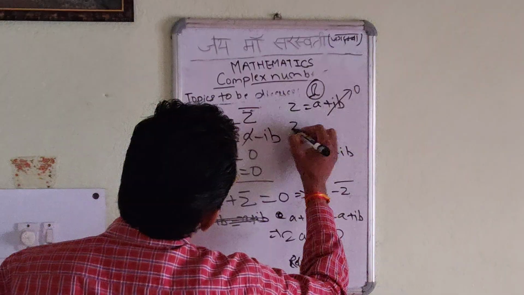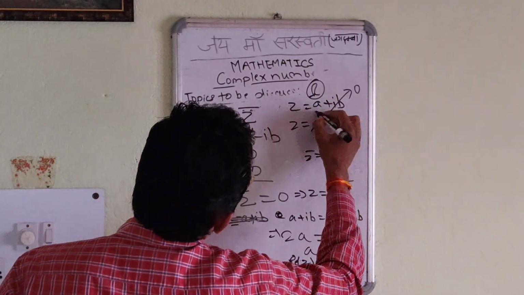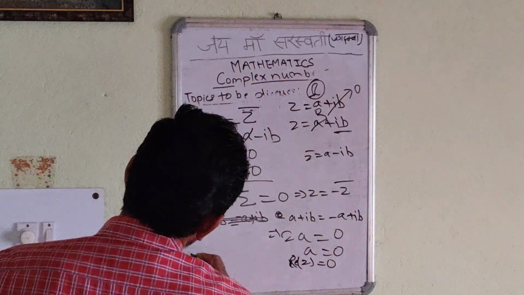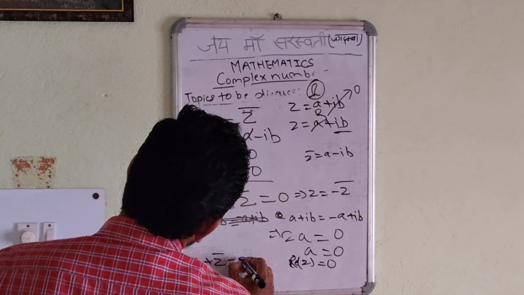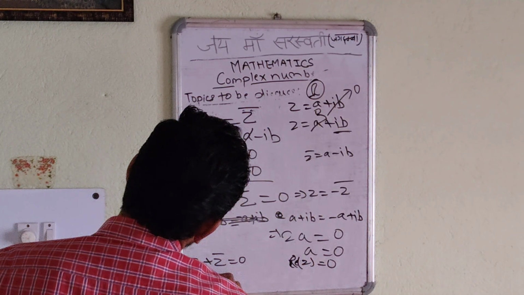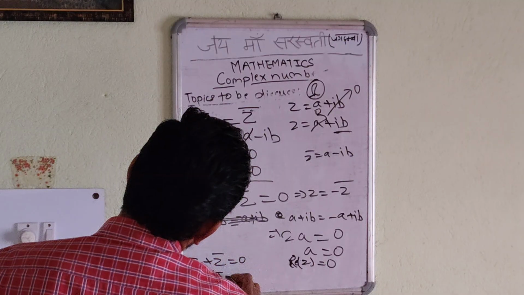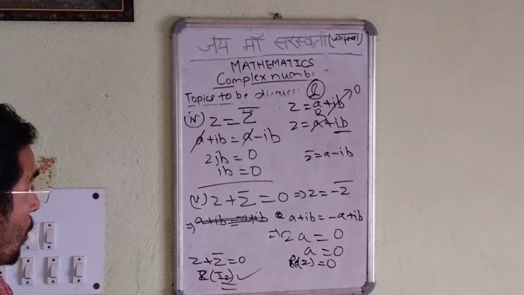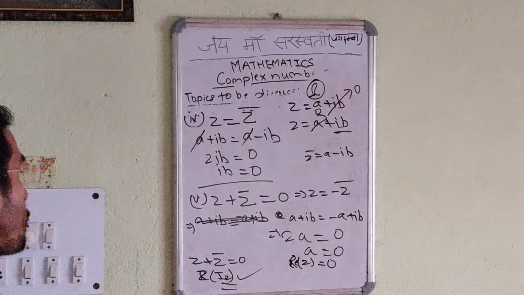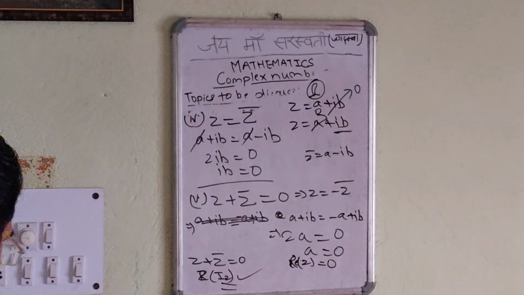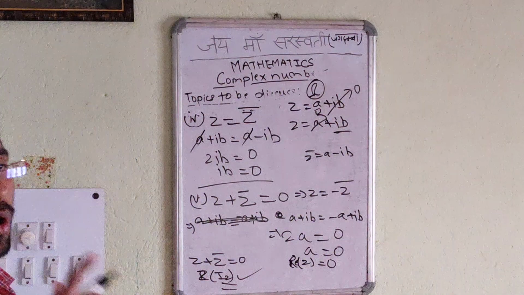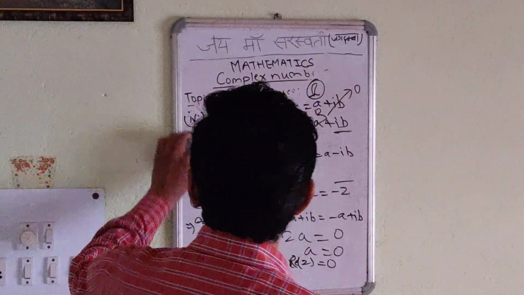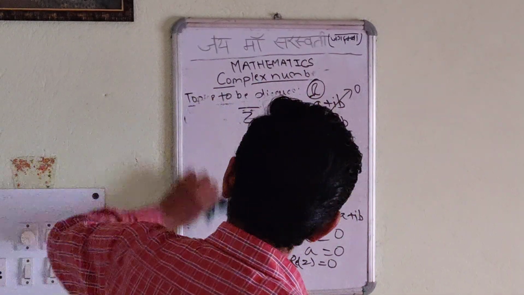Suppose if it is 0, then only the imaginary part exists. So we can say that if z plus z bar is 0, then the complex number is purely imaginary. That is established. So till now we have come across five properties and established them. Now we are moving to the product of a complex number with its conjugate, and we will verify the result also.